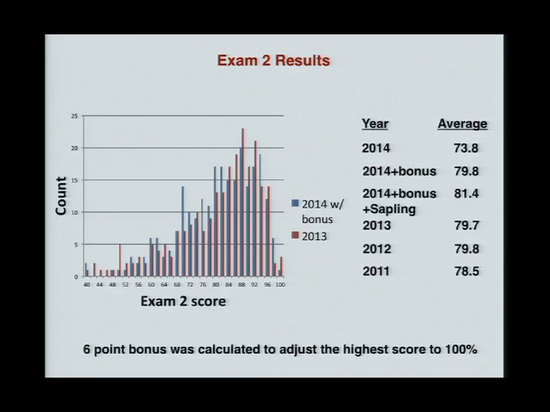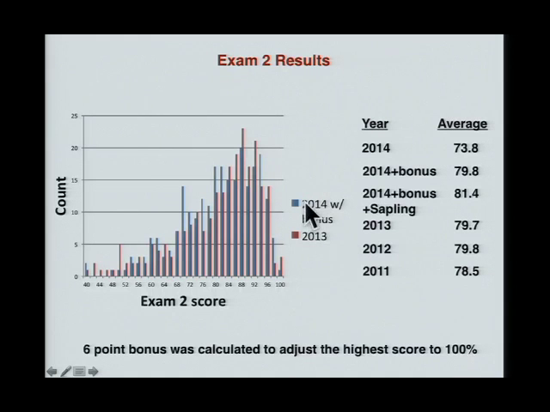And so what we've done, as I sent in the email, is we've actually adjusted this. I looked at the high score, and the high score was a 94%. I said, that's just not right. That means six of my questions were just impossible. So we added 6 points everywhere. Now the high score is 100%.